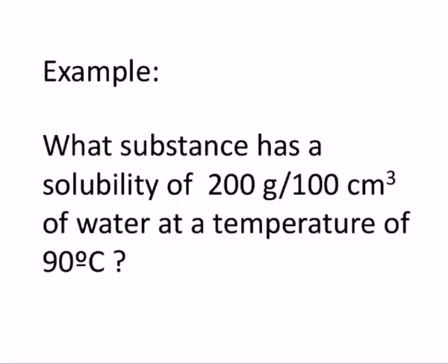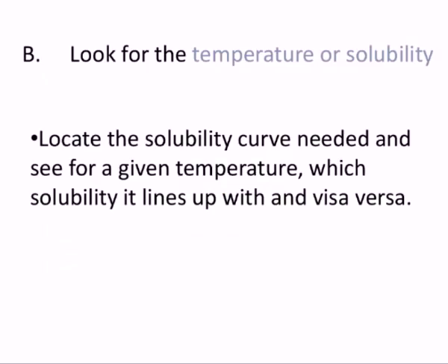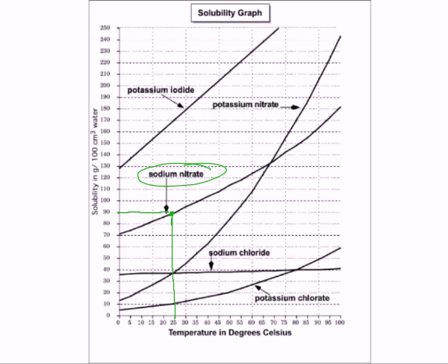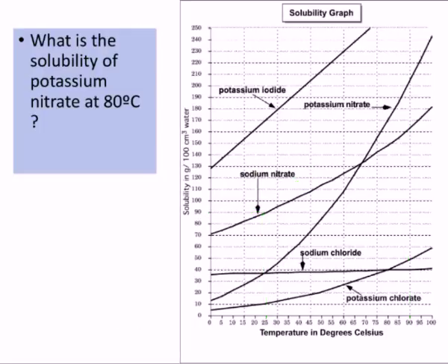What substance has a solubility of 200 grams? Now, yours only goes up to 150, so you're going to have to look at mine. 200 grams of water per 100 centimeters cubed of water at a temperature of 90 degrees Celsius. So the same thing. You're going to go back to your graph. 90 degrees Celsius, you go all the way up to 200, which is going to be right about there. So for mine, that would be potassium nitrate. You guys don't have that. So based on the questions you're going to have on a test on Thursday, it'll be based on your graph.